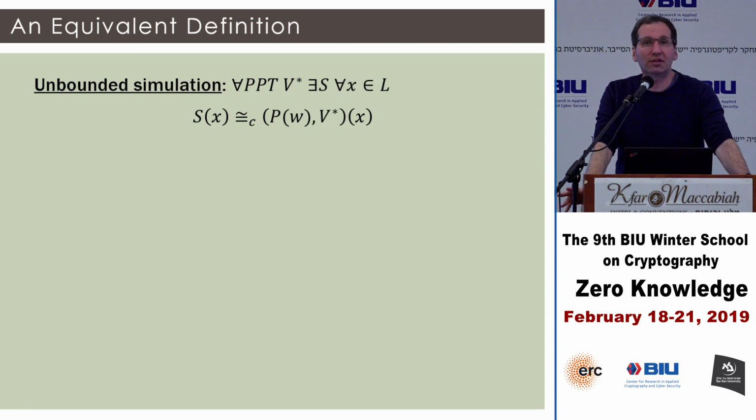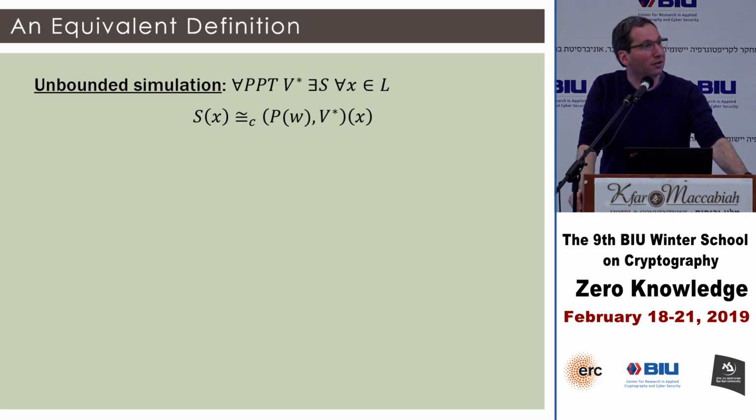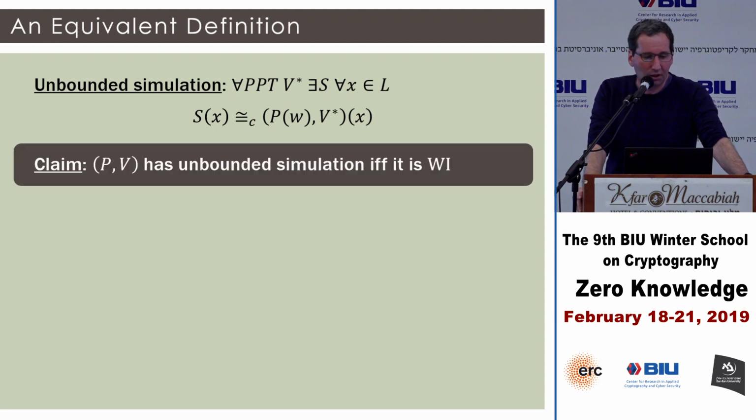Or in words, a protocol has unbounded simulation if whatever a polynomial time verifier could have learned from the protocol, it could have learned in exponential time. It sounds a bit like a bizarre notion, because we're giving the simulator much more power, but it is very interesting, especially in settings of secure computation and such. We'll not get into it, but sometimes it's interesting even to show unbounded simulation. The first claim is that a protocol has unbounded simulation if and only if it's WI.